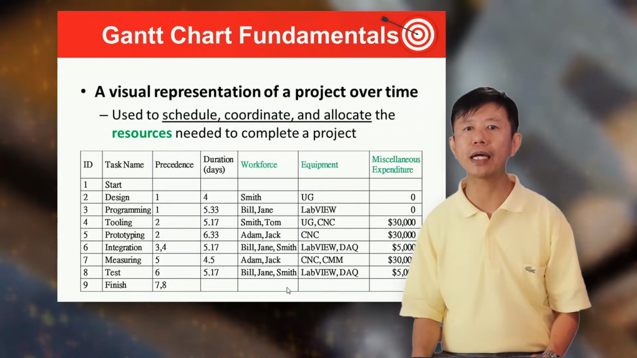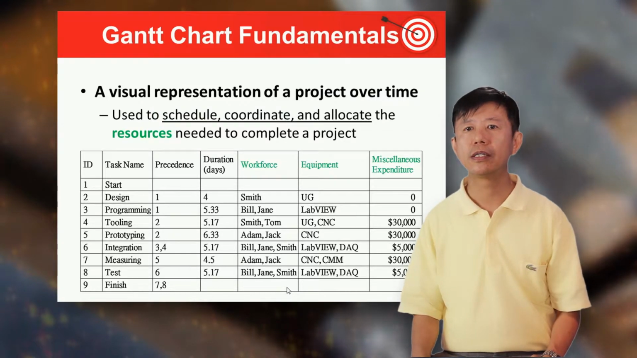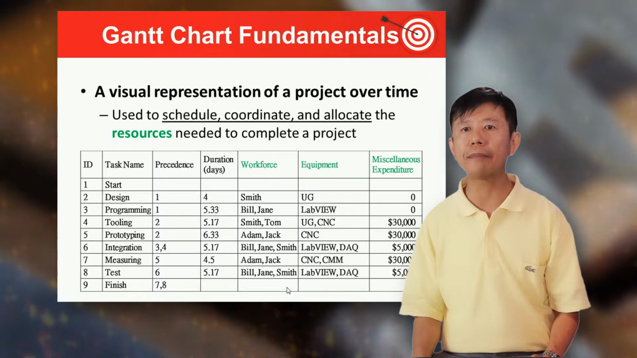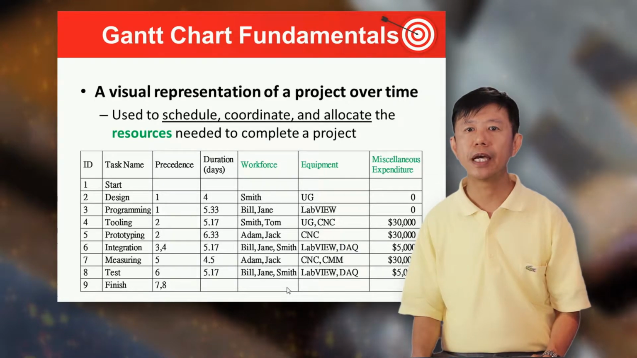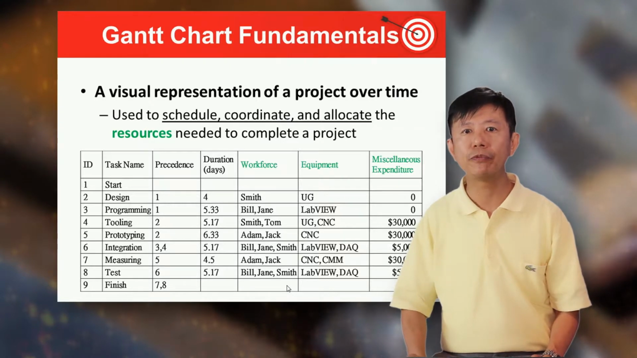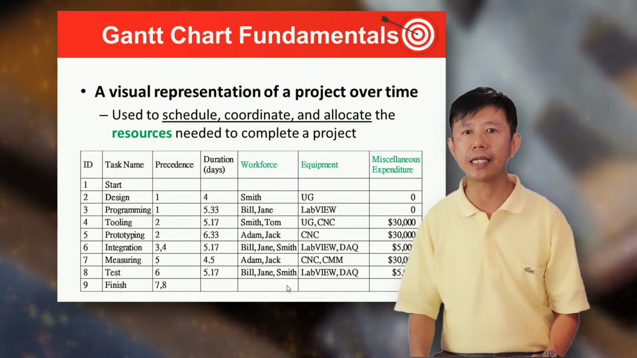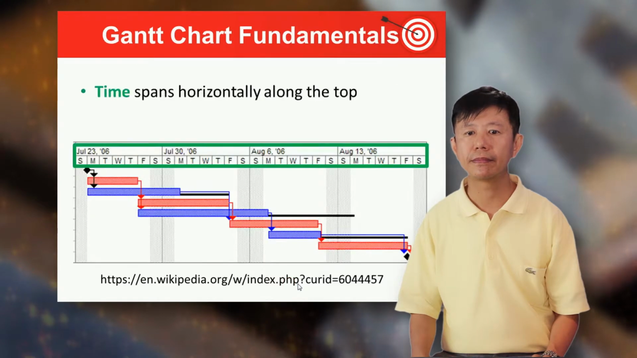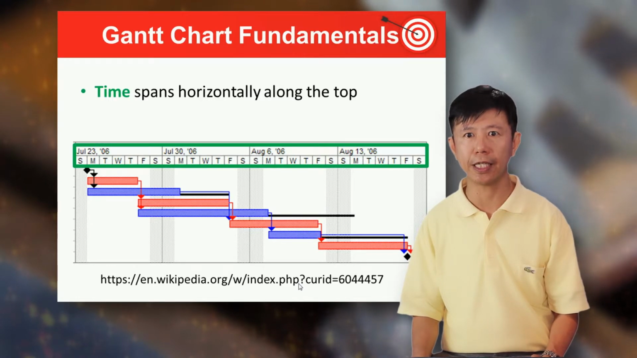Hence, the Gantt chart can be used to schedule, coordinate, and allocate the resources needed to complete a project. In this example, we have resources such as workforce, equipment, and money. After completing the work breakdown structure, the Gantt chart can be drawn accordingly.